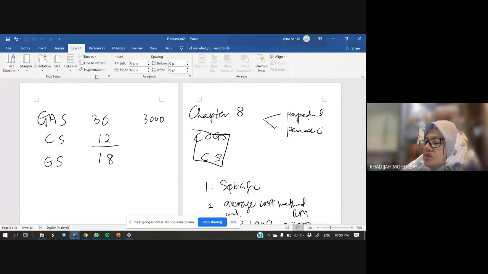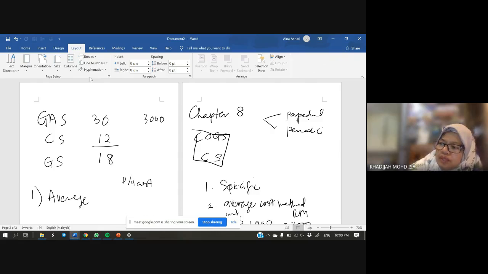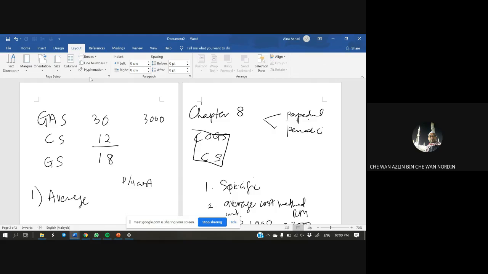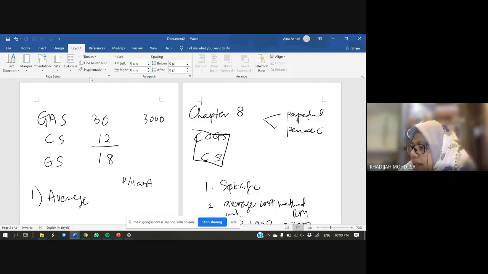Okay. So katalah kalau I kata number one is that I'm using average method. What is per unit cost? Right, you're going to have per unit cost would be 3,000 divided by 30. Kan? So per unit is 100. Average cost, 100.